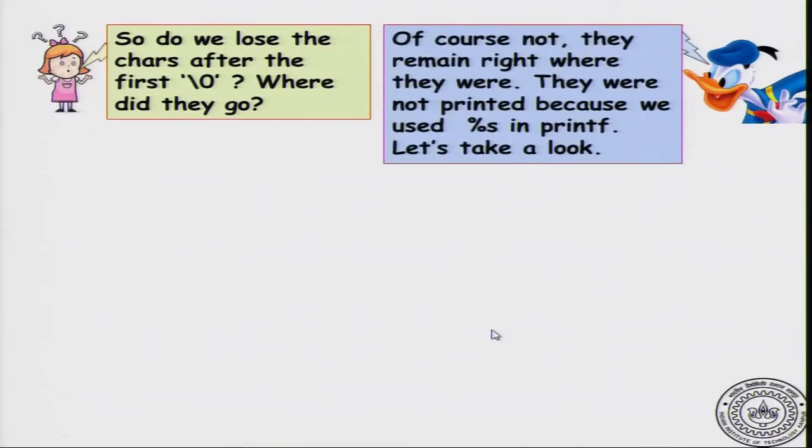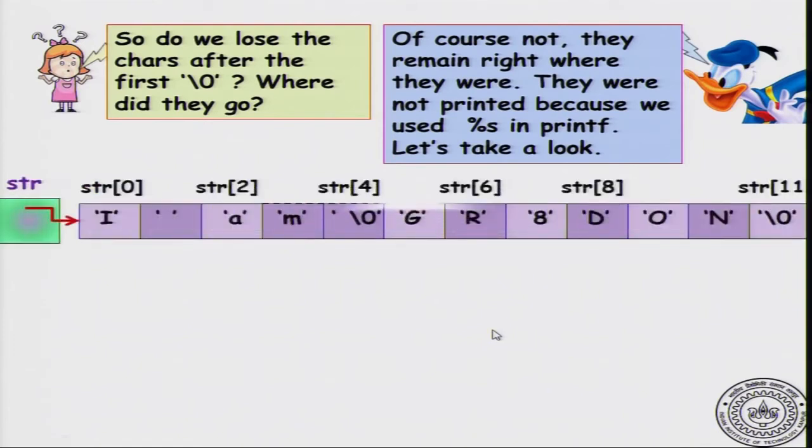So, do I lose the characters after the first null, and where do they go? Well, of course, they do not go anywhere; they remain where they were. So, what is the new state of the array? The new state of the array is I, space, a, m, and then a null, and then there are some other characters. If I print it using %s, it will only come up to "I am" and then stop there. So, is there any way to print the remaining characters? Of course, there is a way.